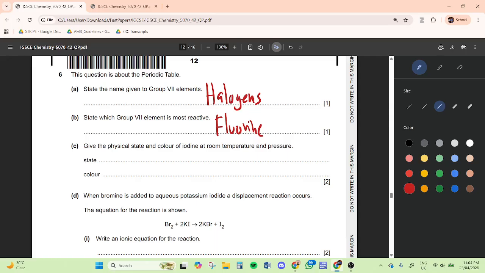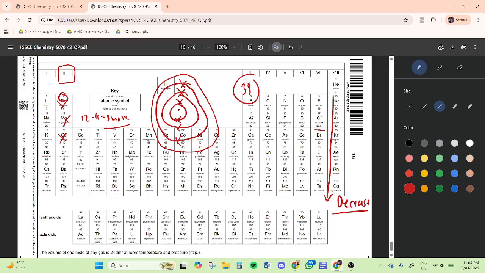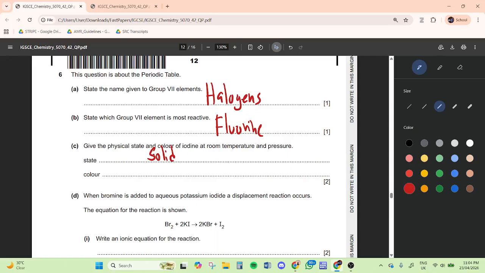Give the physical state and color of iodine at room temperature and pressure. Again, a lot of people get confused with the halogens. They think that they're all gases. No, fluorine and chlorine are gases. Bromine is a volatile liquid, and all of the rest are solid. So it's going to be solid, and the color is described as gray. Oh, maybe I should fix that. Yeah, gray, black.